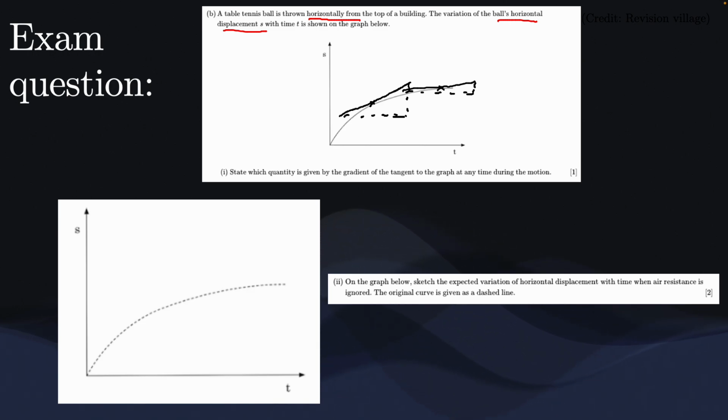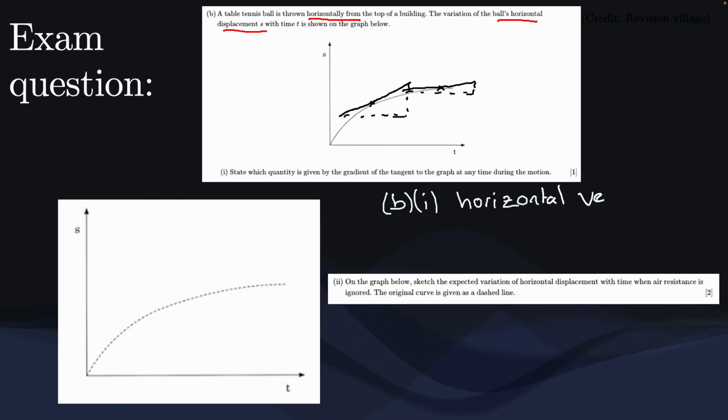So the first answer, b, i, horizontal velocity. There you go.